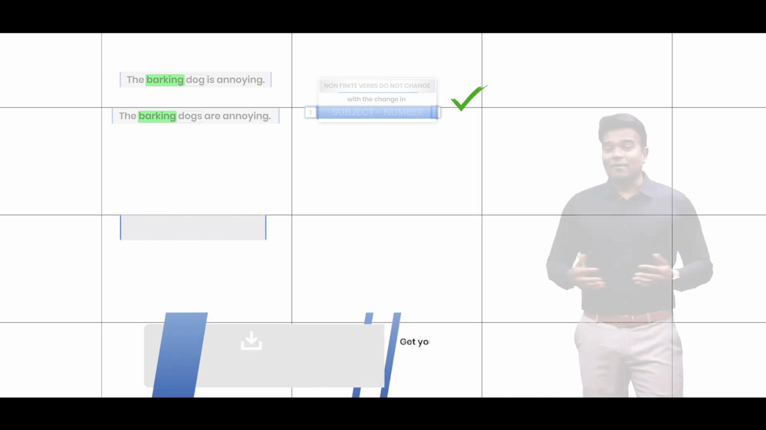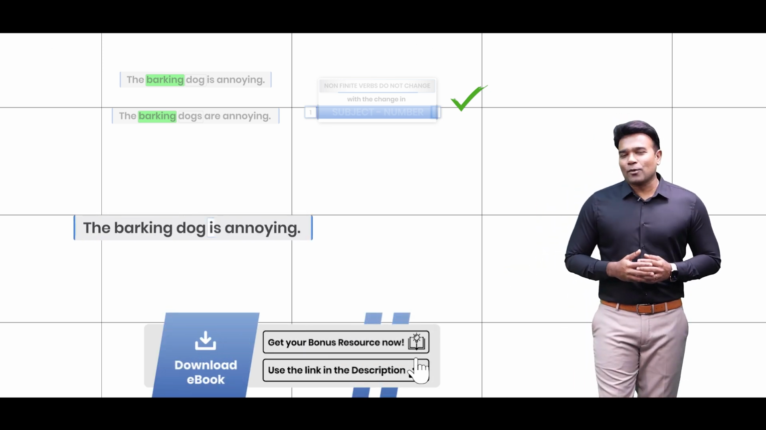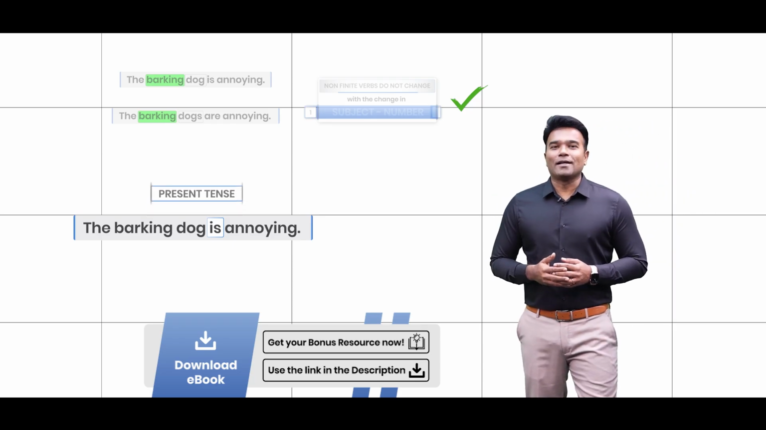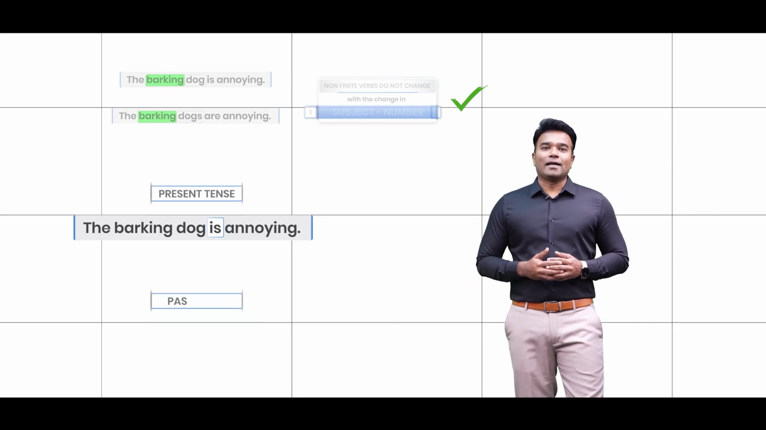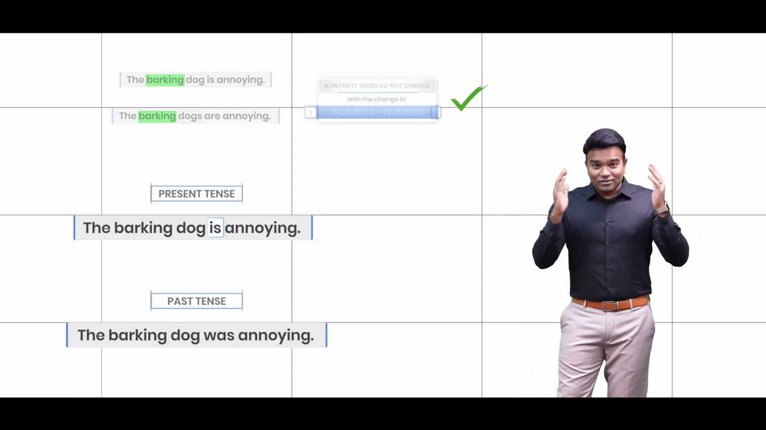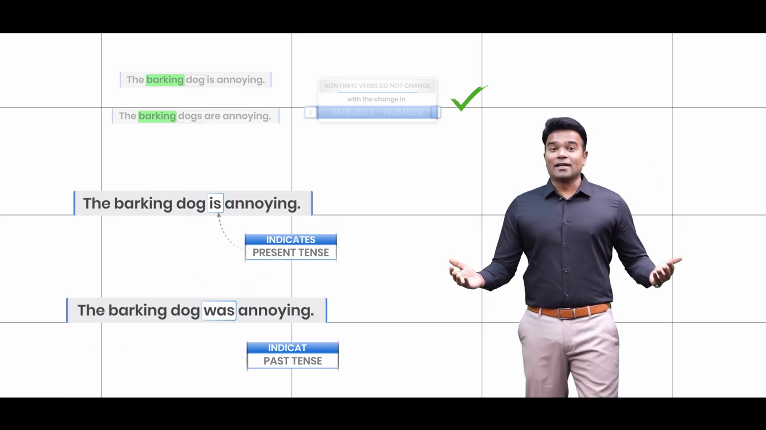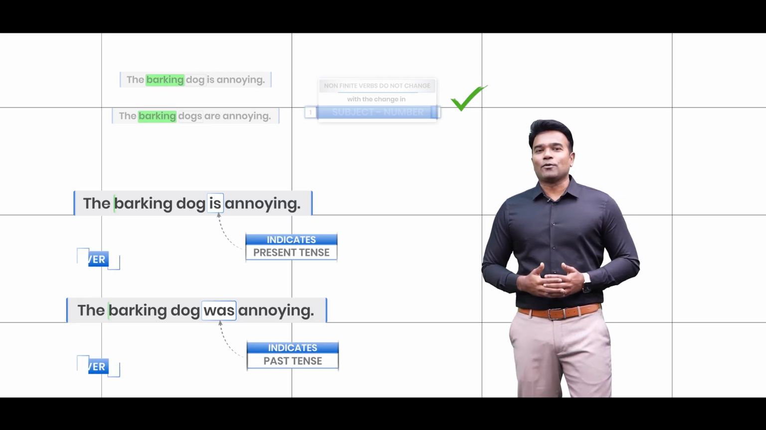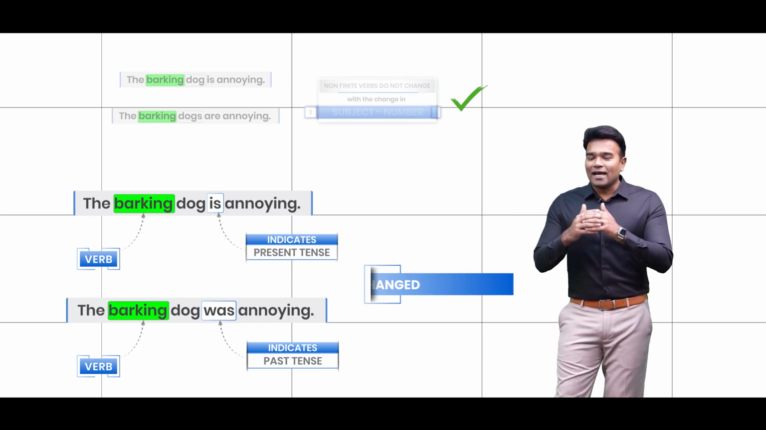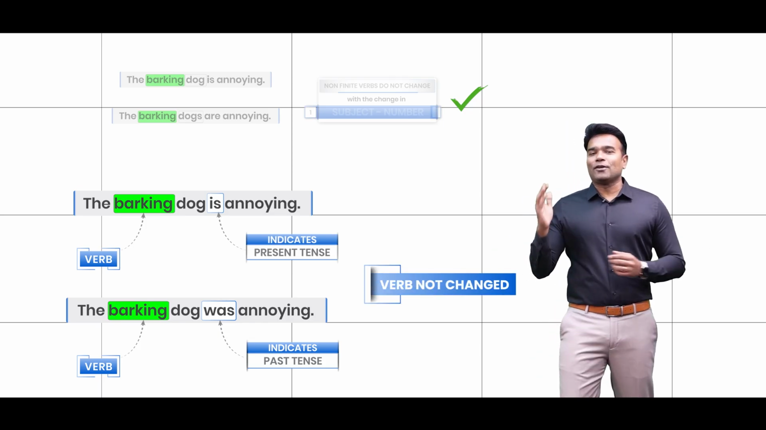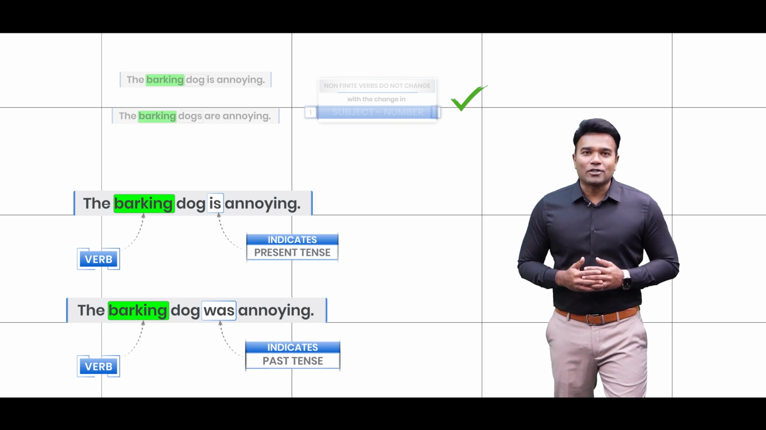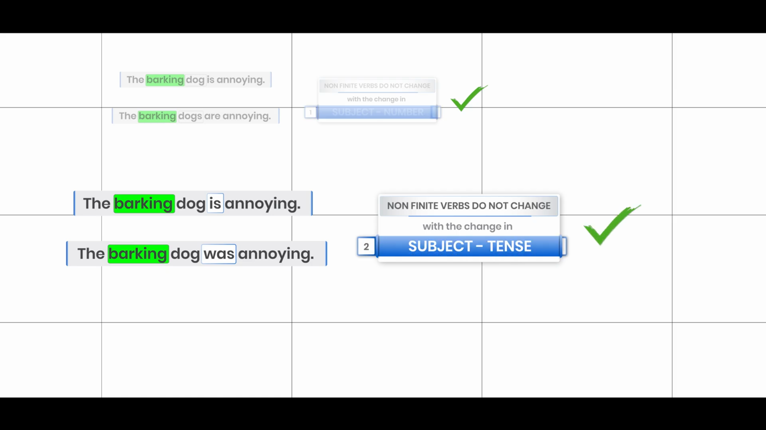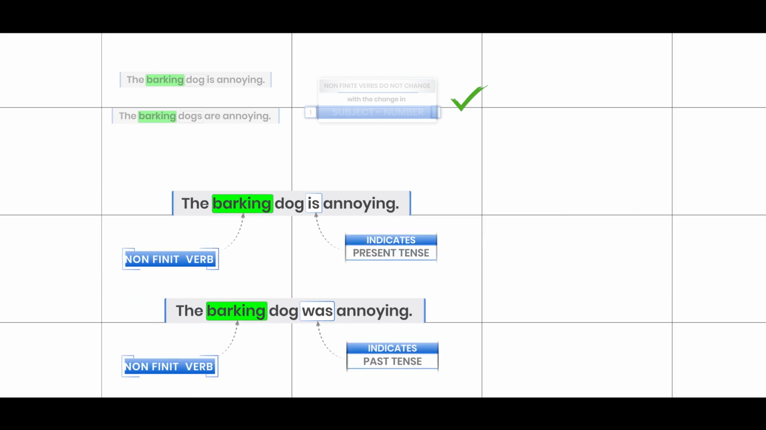And not just that, have a look at this. In this sentence, the word is indicates that the sentence is in the present tense. And just in case I express this sentence in the past tense, then this is how I can express it. And here the word was indicates that the sentence is in the past tense. But what you really have to focus on is the verb. The verb barking has not changed, even though the sentence changed from the present tense to the past tense, and it is such verbs that do not change even though the tense of the sentence changes that we refer to as non-finite verbs.